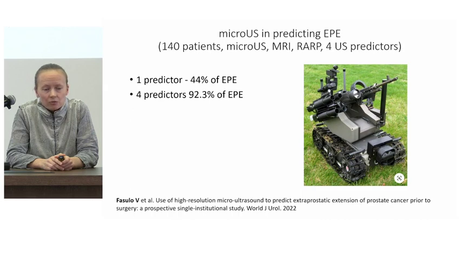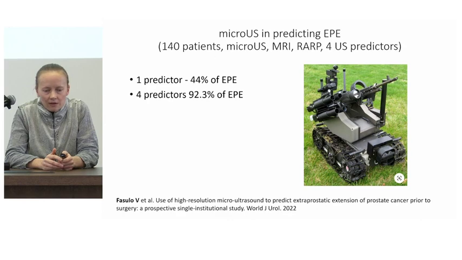The ability to predict EPE with one predictor is 44%, and with four predictors it is more than 90%. So I do not advocate replacing MRI, but in case you have the opportunity to reach a micro ultrasound, of course it's not on every corner, just use it as well.